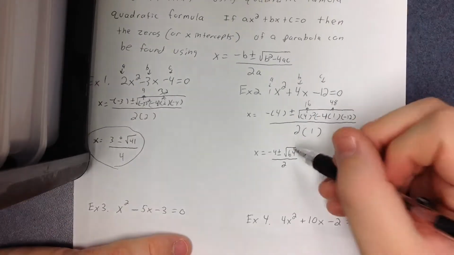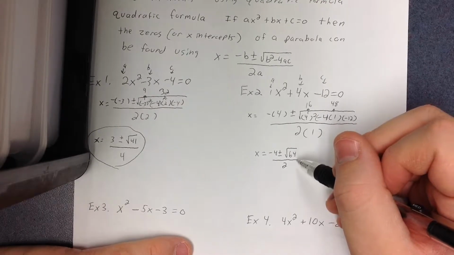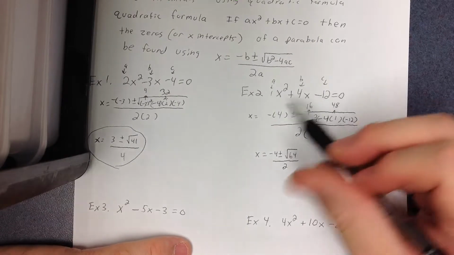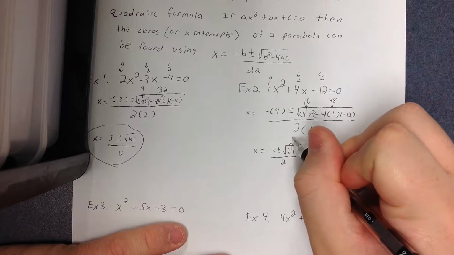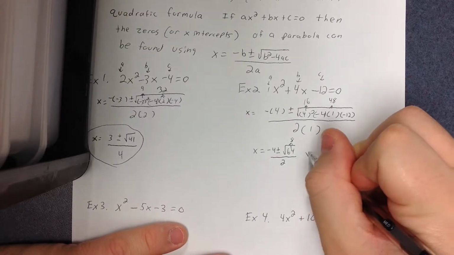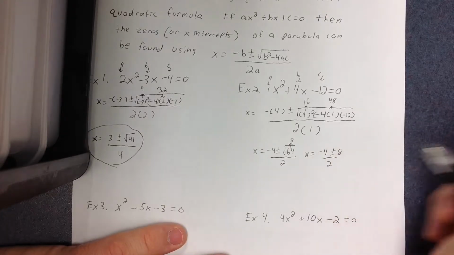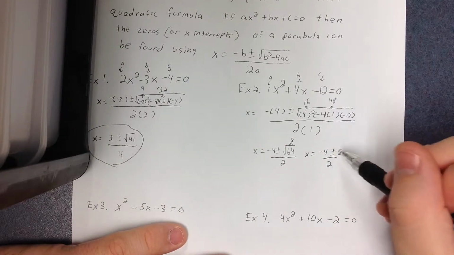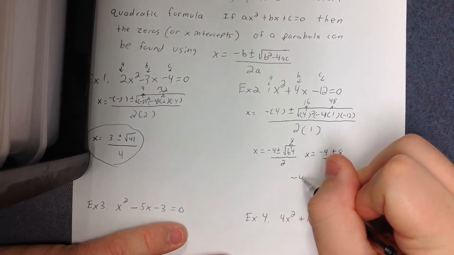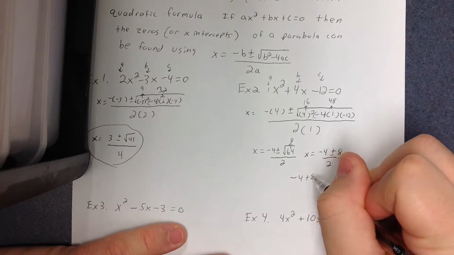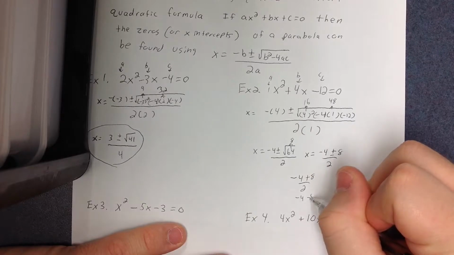Now, if it comes down to where you know what this square root is, and it's no big deal, it actually makes the problem a little bit easier, that means we could have actually factored this. But that's okay, we didn't see that. So the square root of 64 is 8. So that means I got x equals negative 4 plus or minus 8 divided by 2. Now the plus or minus means there's two different answers. So I got x equals negative 4 plus 8 over 2 and negative 4 minus 8 over 2.